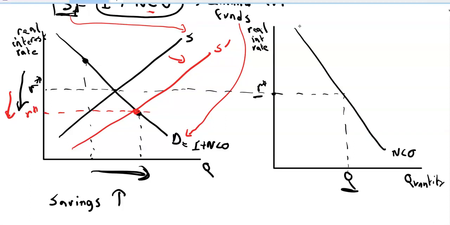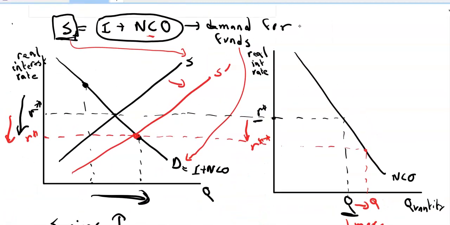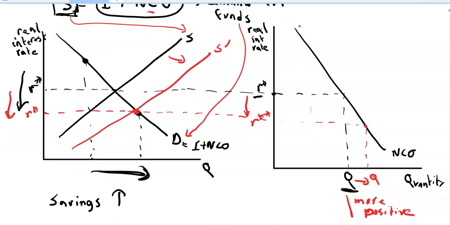As a result of that, how is that going to affect net capital outflow? With a decline in interest rate, net capital outflow will become more positive. What this means is that domestic residents are willing to buy more foreign assets, because it may be that foreign interest rates are much higher than domestic ones, so it's more lucrative to buy foreign assets. Foreigners, seeing that interest rates are lower in America, may not invest as much. Therefore, NCO becomes more positive.